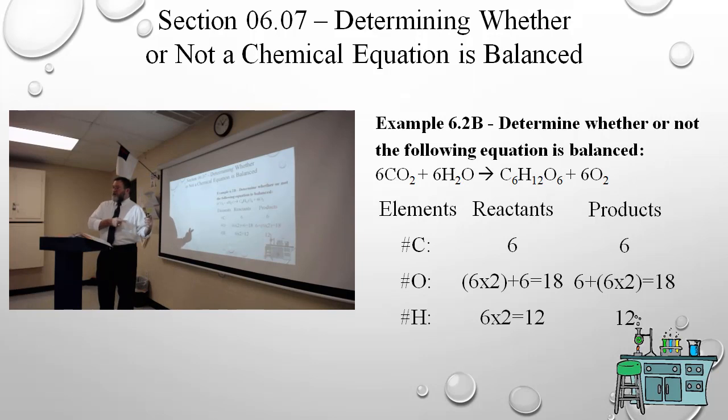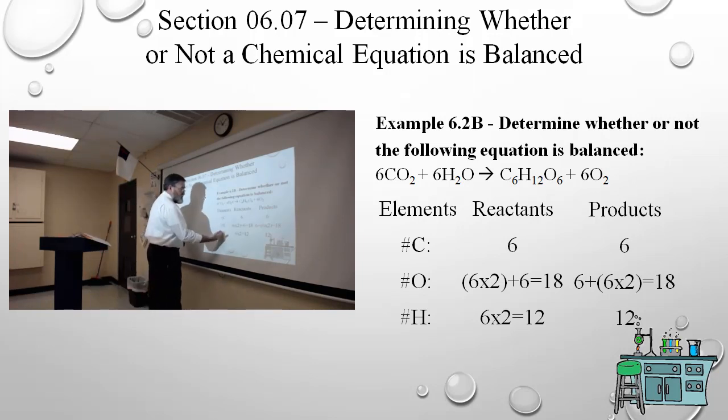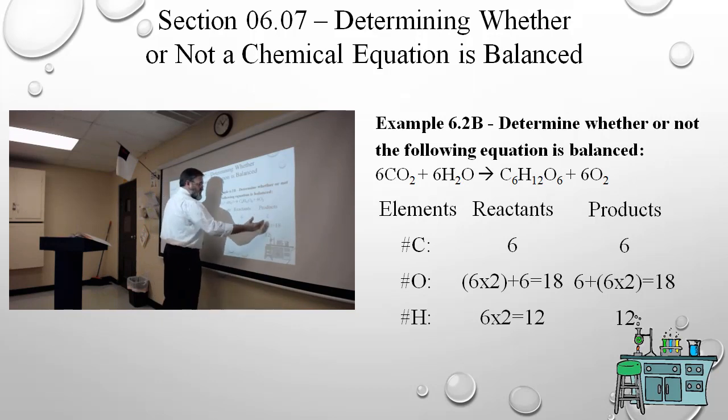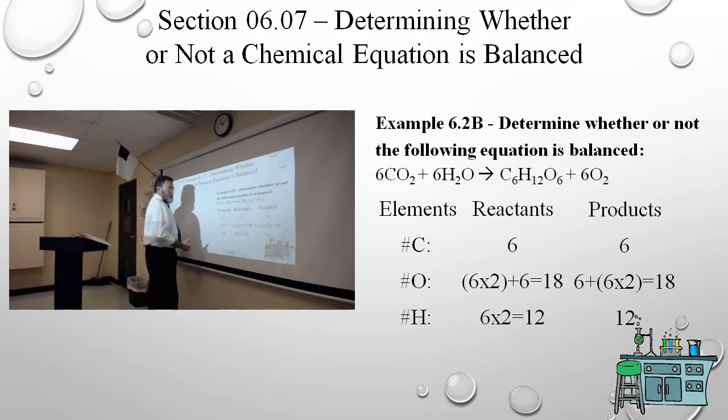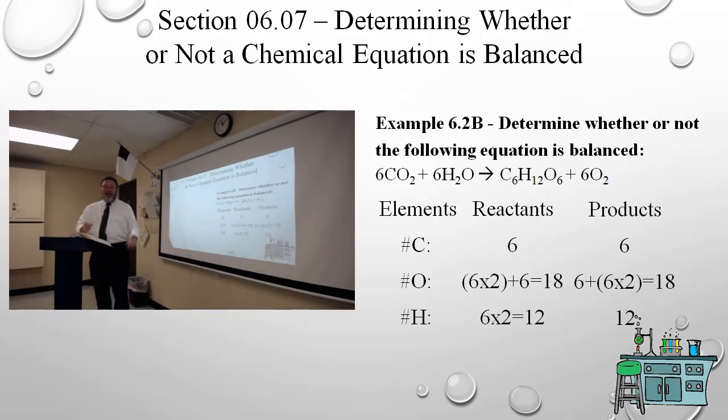Is this equation balanced? Yes, it is. Because my count for each element, both my reactants and products agree. I have 6 carbons on both sides, I have 18 oxygens on both sides, and I have 12 hydrogens on both sides. This is a balanced reaction equation. I can do more stuff with this one because it's true. An unbalanced reaction equation is false. But this is a true one. So I can do more with it. And the more with it is what we're going to continue to do in chemistry.